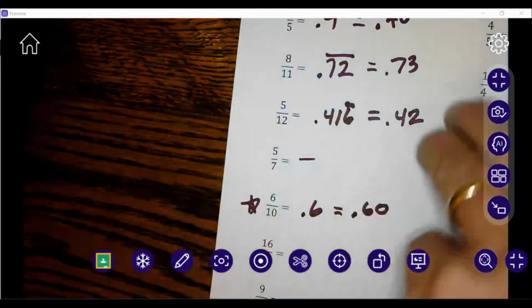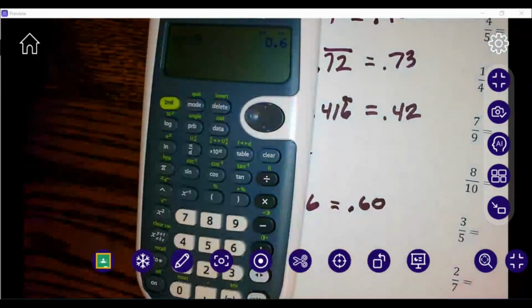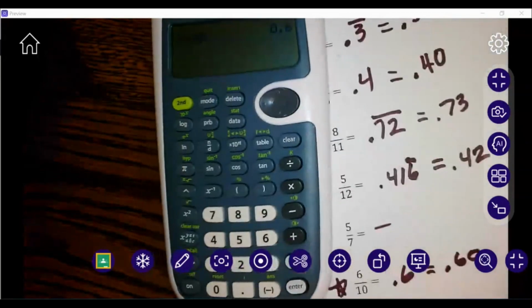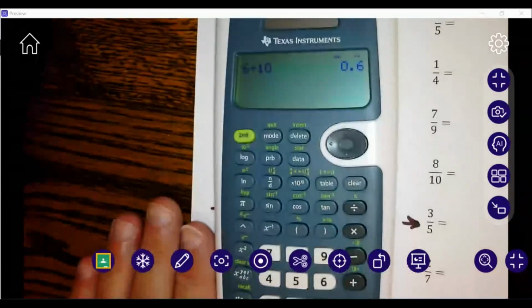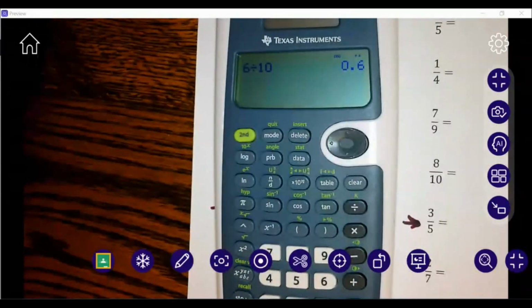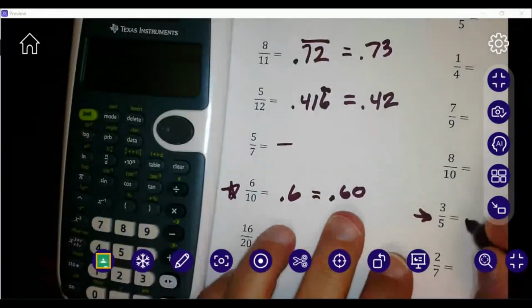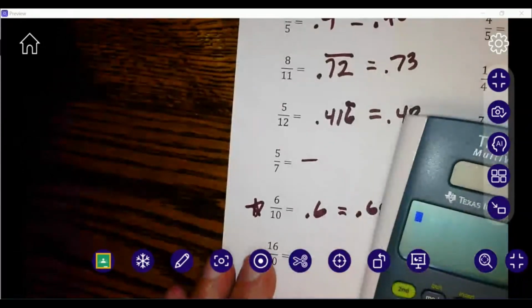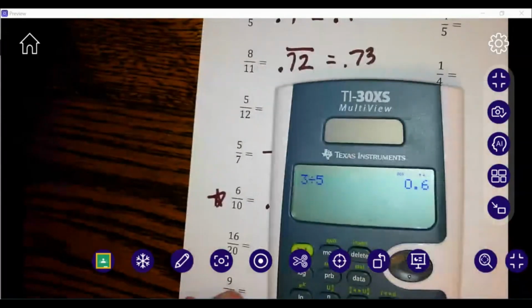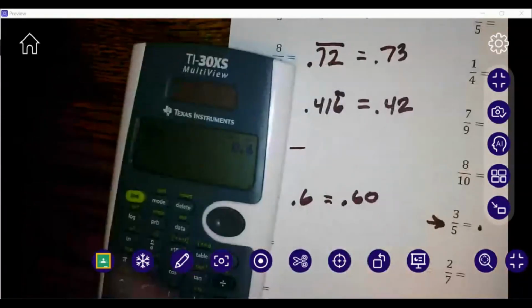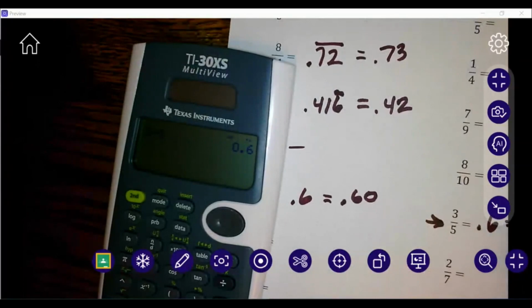Okay. I want you to do one more on your own. I want you to do 3/5. Okay. Interesting that we got the same number. When we punch in 3 divided by 5, we get 0.6 again. 0.6, and rounded is 0.60.